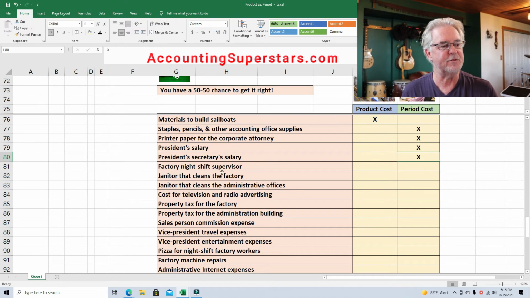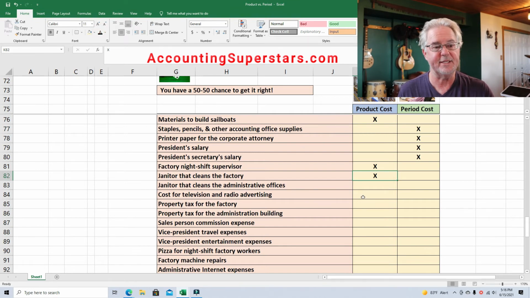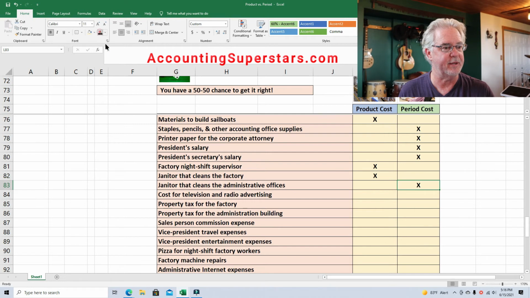Factory night shift supervisor. Now this is the supervisor that supervises all the people that work the night shift in the factory. And so that night shift supervisor is there in the factory, involved with the factory. So that's a product cost. Janitor that cleans the factory, product cost. Janitor that cleans the administrative offices, period.